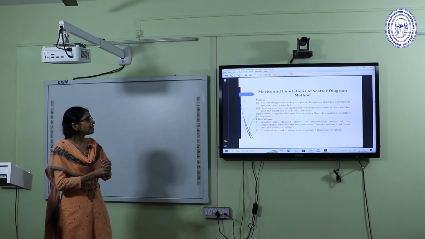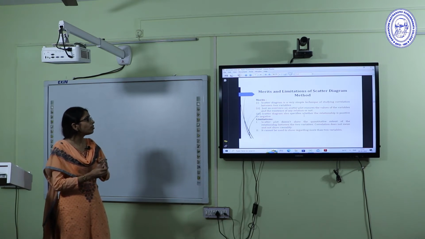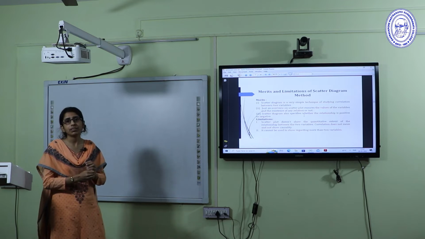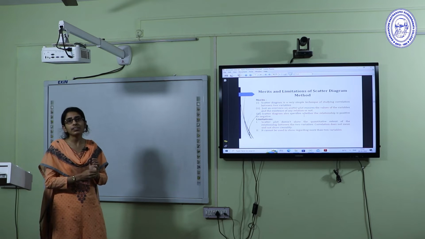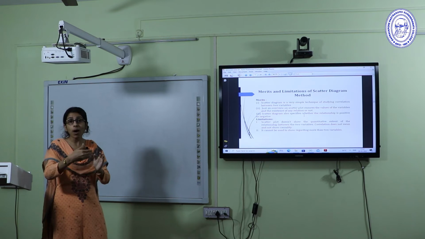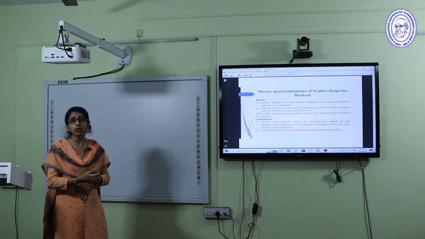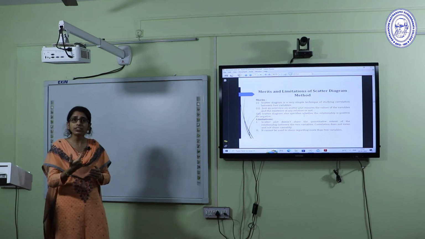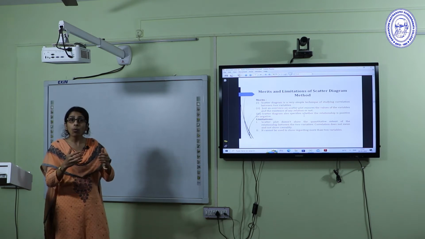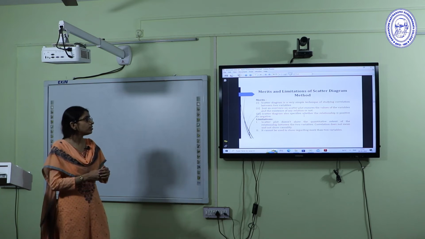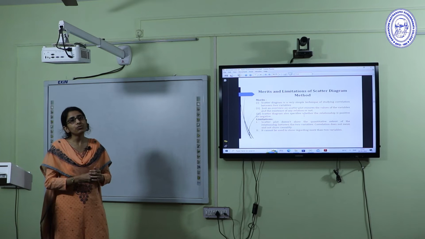The second one is that correlation does not mean and does not show any kind of causality. It is not able to identify any kind of cause-effect relationship, that is, why that kind of relationship occurs, why it is positive, why it is negative. And if there is no correlation, why there is zero correlation. A scatter plot is not able to identify that.